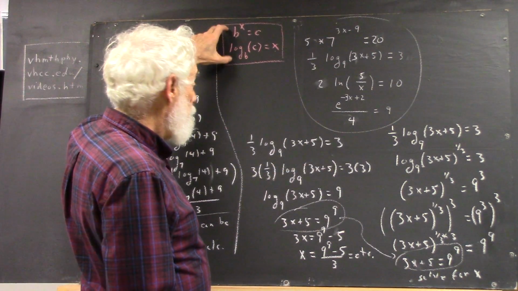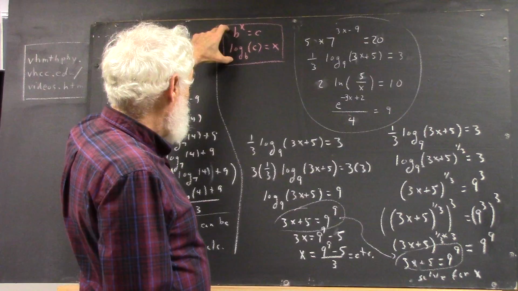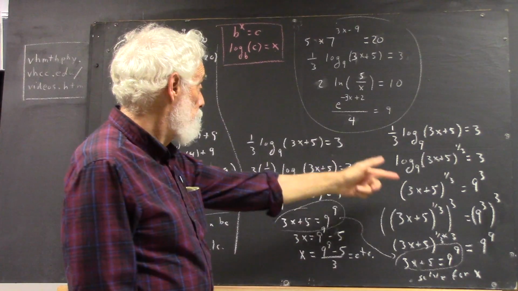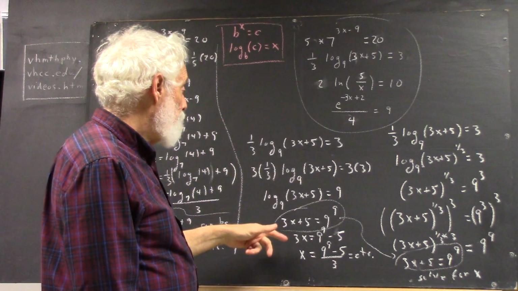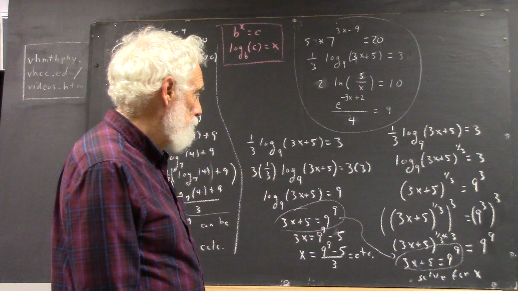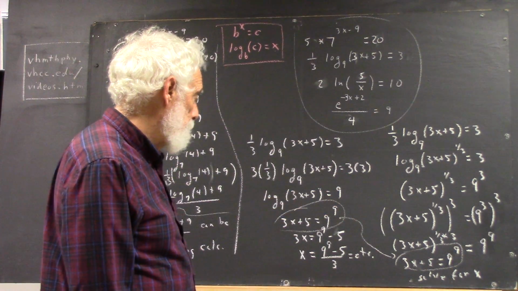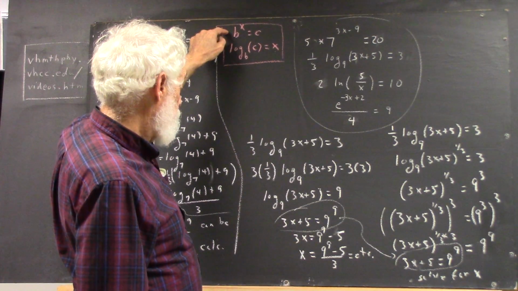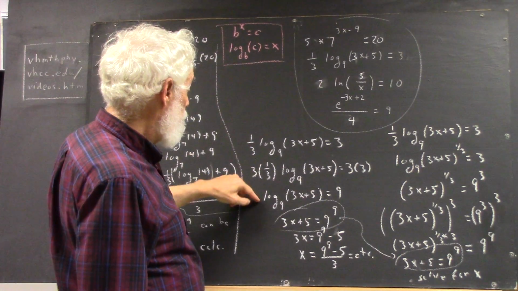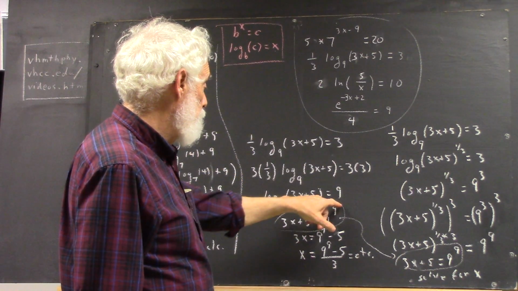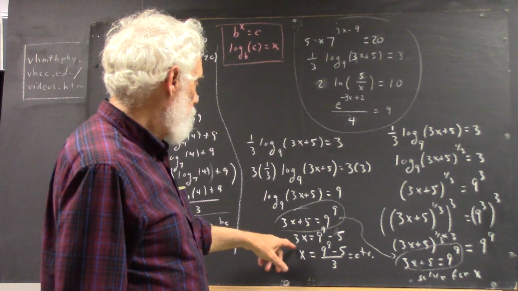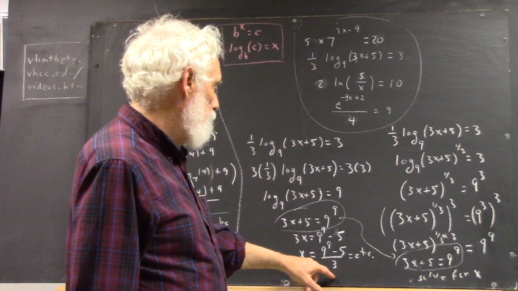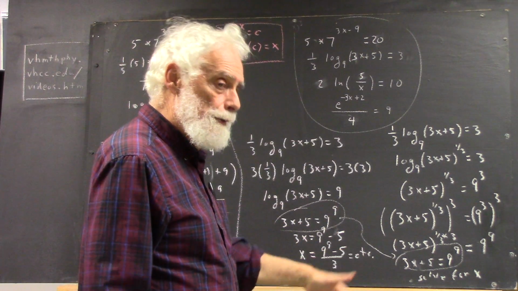This is not quite in either of these forms. If the 1/3 wasn't there, it would be. So if we multiply both sides by 3, we'll get rid of that 1/3. We'll have log base 9 of 3x plus 5 equals 3 times 3, which is 9. Then we have it in this form, and we can translate it to this form. This form of the equation is 3x plus 5 equals 9 to the 9th. So 3x equals 9 to the 9th minus 5, and x is 9 to the 9th minus 5 over 3.